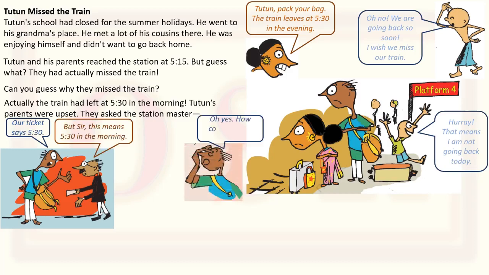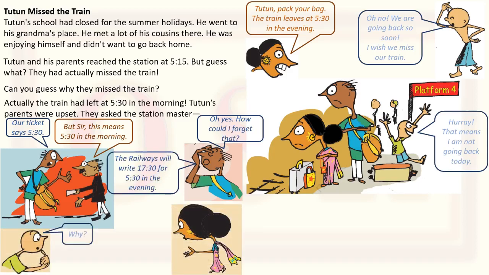"Oh yes, how could I forget that? The railways will write 17:30 for 5:30 in the evening." "Why?" "Because they use a 24-hour clock."